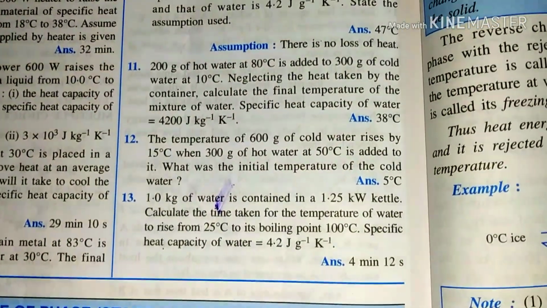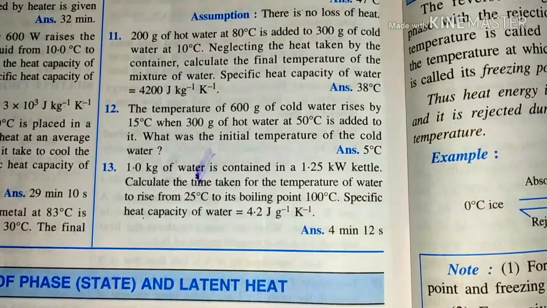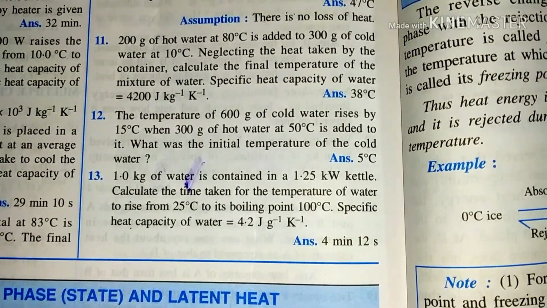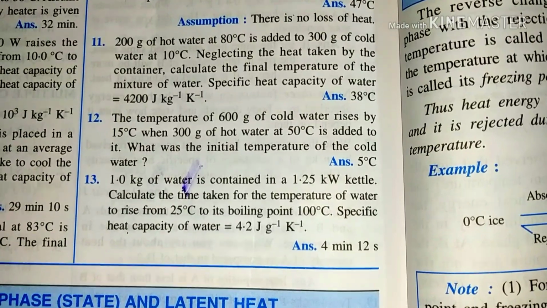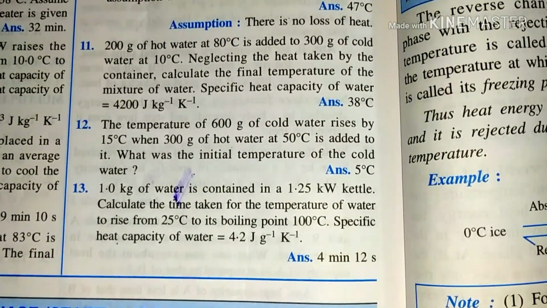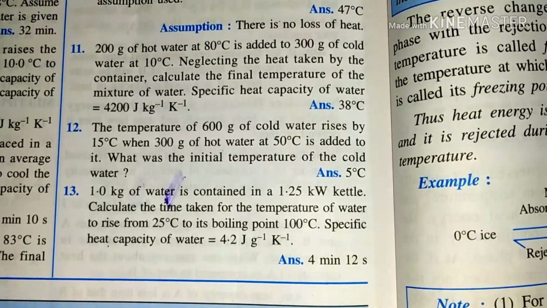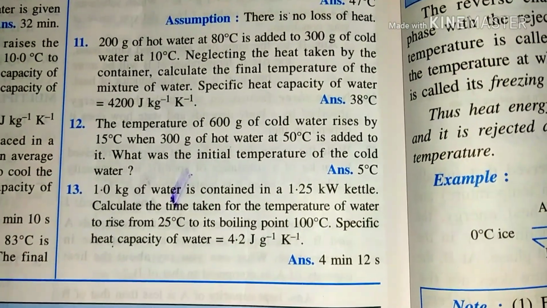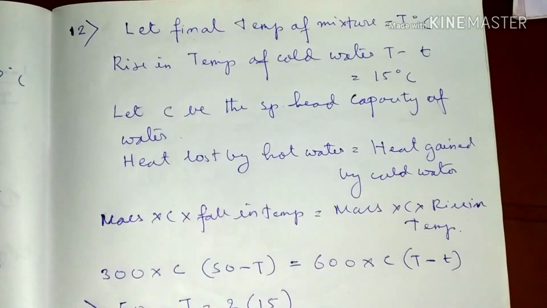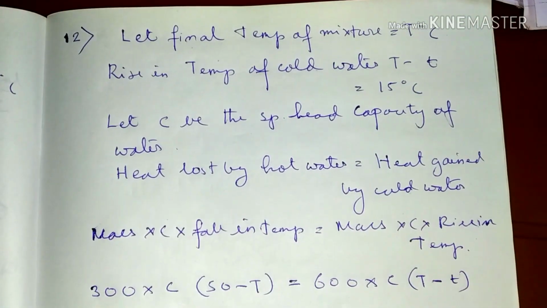Sum number 12. The temperature of 600 gram of cold water rises by 15 degrees Celsius when 300 gram of hot water at 50 degrees Celsius is added to it. What was the initial temperature of the cold water? Okay, solution of sum number 12.